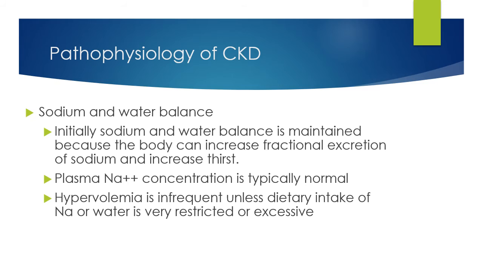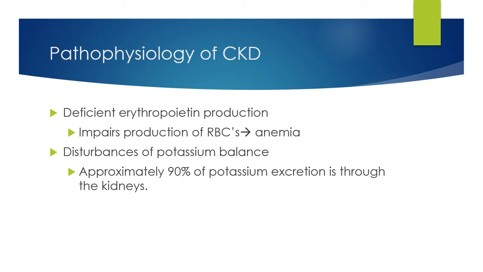So let's look at some of the pathophysiology, the changes that are occurring in CKD. Initially, sodium and water balance is maintained because the kidney can increase the excretion of sodium and increase thirst. The plasma sodium concentration is typically normal, and hypervolemia is infrequent unless the dietary intake of water or sodium is really restricted, or excessive. There's deficient erythropoietin production, so we start to see an anemia, and disturbances in potassium balance because approximately 90% of potassium excretion is through the kidneys.